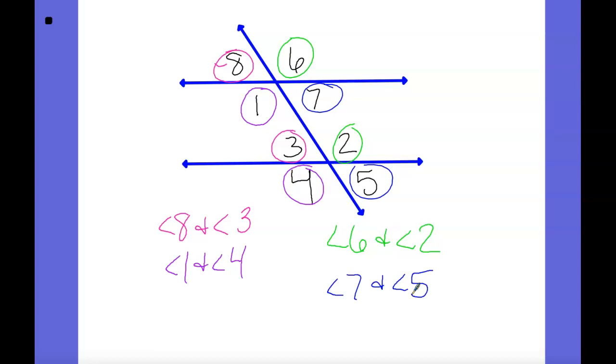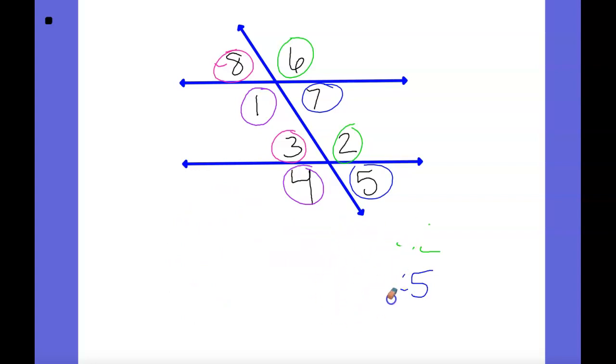All right, the last one, alternate exterior. So opposite side on the outside. Daniel, what's one of them? Alternate exterior, what's one of them? 8 and 5, yes. What's another one? Brian? 6 and 4. Angle 6 and angle 4. Are there any more? Nope, that's it. Questions?